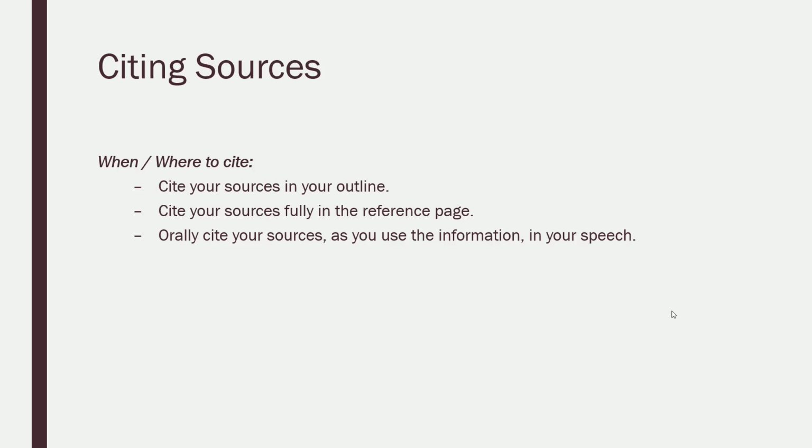If you're using that statistic, you should orally cite it right there as you use that statistic. Where did it come from? That's the appropriate place to do it. We shouldn't have to try to figure out what came from where. You need to tell us that.